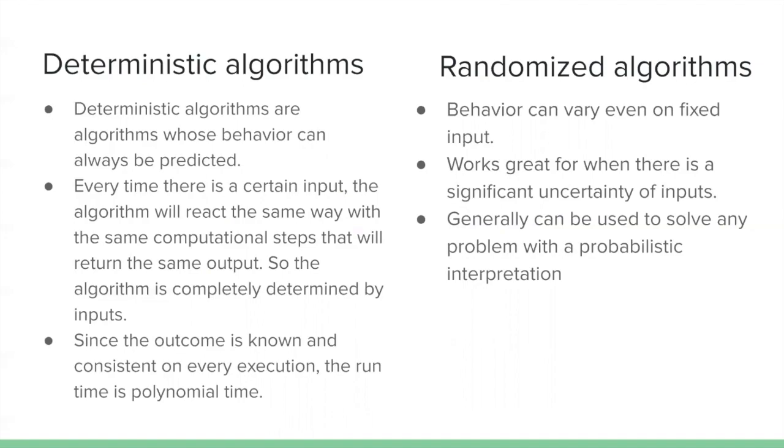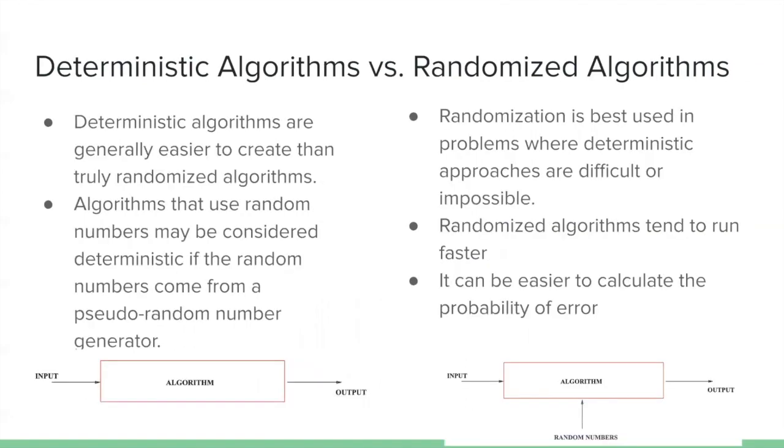Randomized algorithms, on the other hand, have behavior that can vary even on fixed input. They work great for when there is a significant uncertainty of inputs, and they generally can be used to solve any problem with a probabilistic interpretation. Continuing comparing, deterministic algorithms are generally easier to create than truly randomized algorithms. And algorithms that use random numbers may be considered deterministic if the random numbers come from a pseudo-random number generator.